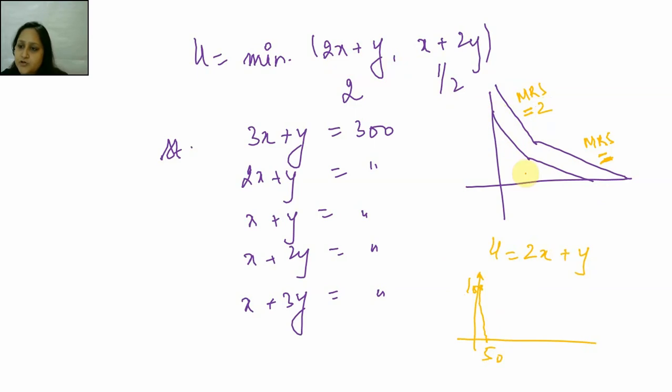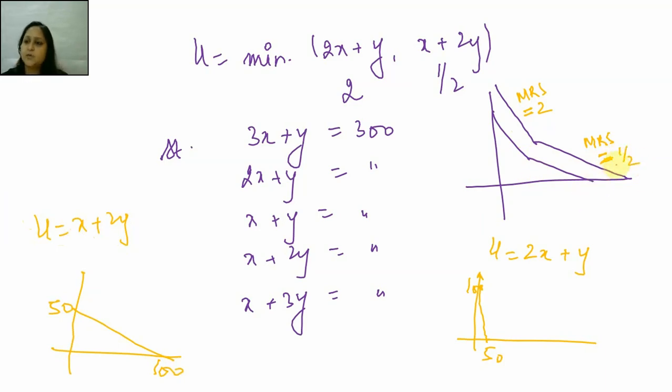क्योंकि ये वाले हमारे क्लोजर टू द एक्स एक्सिस हैं। और अगर सिमिलरली मुझे प्लॉट करना है u इक्वल टू x प्लस 2y, then my curves will be like this, because then I can have 50 here with 100 here, which means this MRS is 1 by 2. So do you understand? This MRS is 2 and this MRS is 1 by 2.